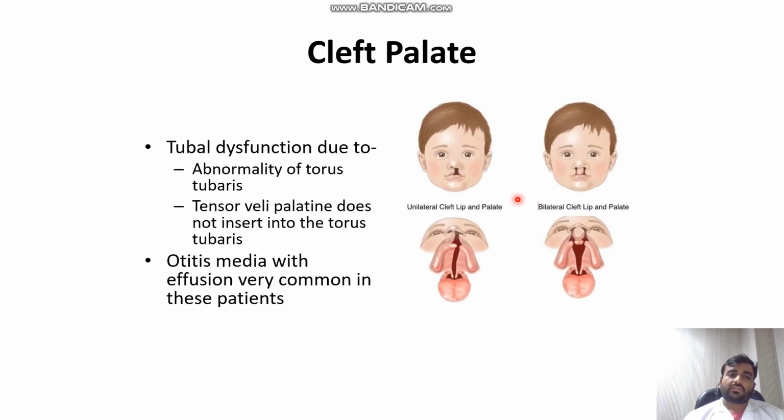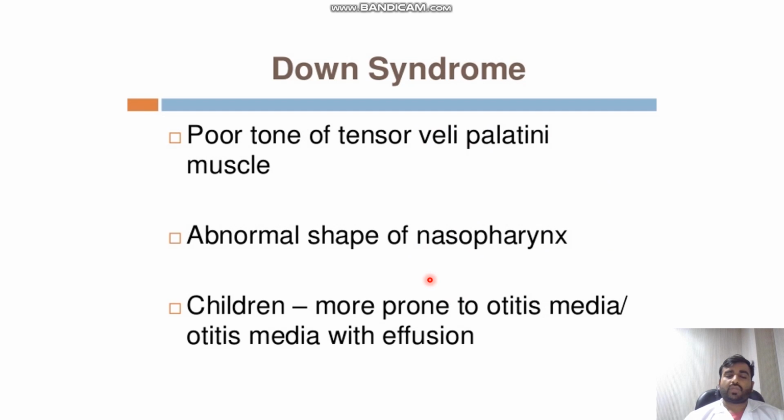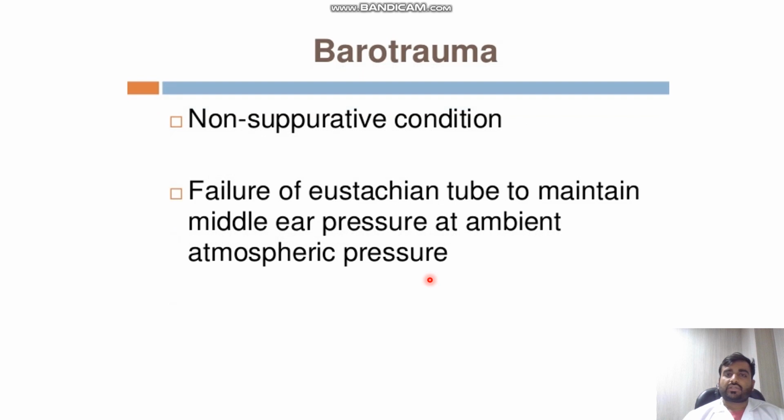Now, another is cleft palate. Cleft palate causes tubal dysfunction due to an abnormality in which the tensor veli palatini does not insert into the torus tubarius. In these patients, otitis media with effusion is also very common. Down syndrome occurs due to poor tone of the tensor veli palatini muscle and abnormal shape of the nasopharynx. These children are more prone to develop otitis media or otitis media with effusion.